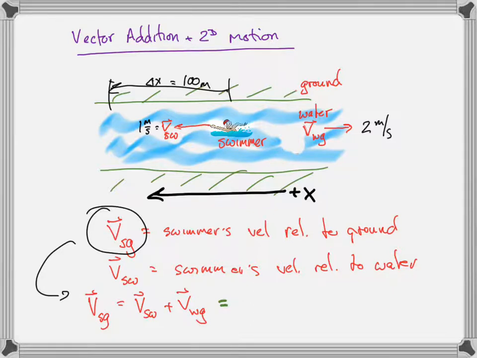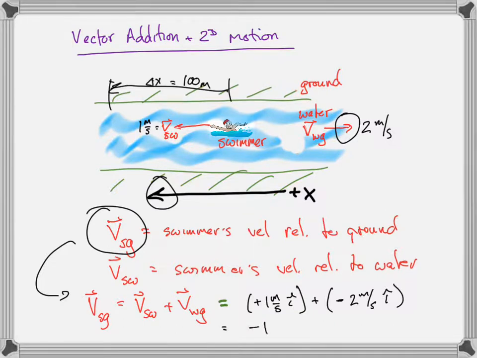So then we can ask, how fast is the swimmer swimming relative to the ground? The swimmer relative to the water is plus 1 meter per second in the x direction. That's the velocity of the swimmer relative to the water, plus the velocity of the water relative to the ground. Well, now notice that the water relative to the ground is in the opposite direction from the plus x direction, so it's minus 2 meters per second in the x direction. So the velocity of the swimmer relative to the ground is minus 1 meter per second in the x direction. I didn't need parentheses there.